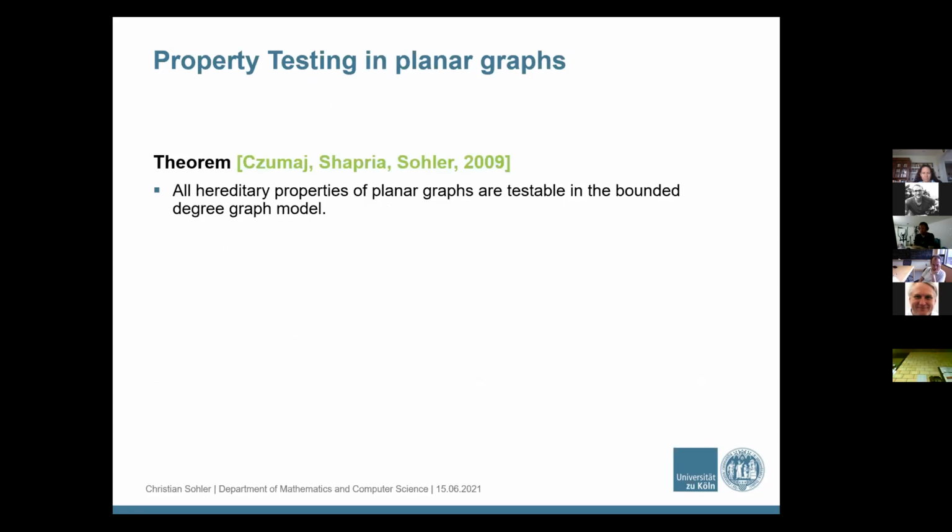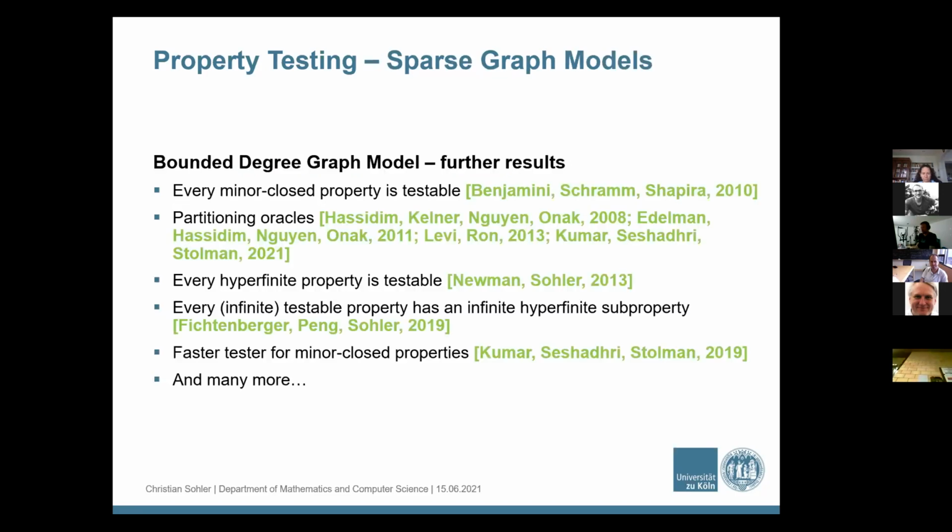generalize this a bit, and one can show that all hereditary properties of planar graphs are testable in the bounded degree graph model, and one can also extend planar graphs to some bigger class of graphs. Then in the bounded degree graph model, there were a lot of further results that are kind of based on looking at separators in planar graphs.